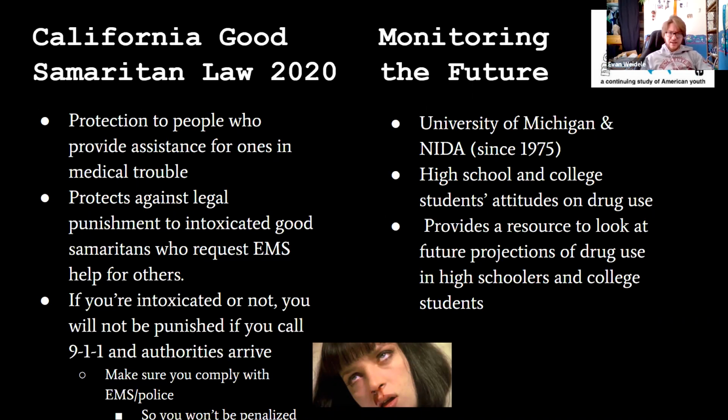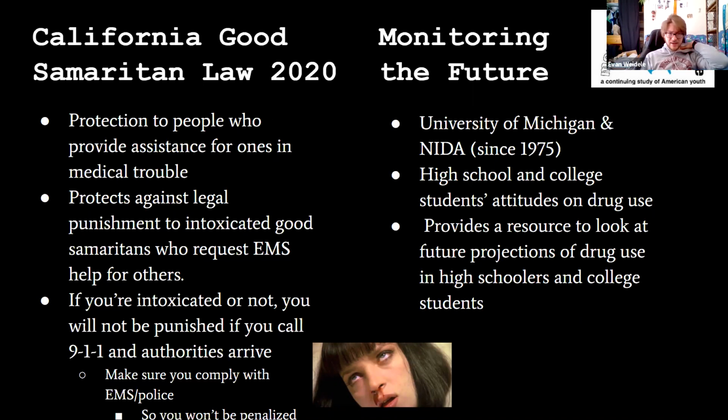And the Good Samaritan law exists in several different states, I think, like Nebraska and Nevada or other states that have it. But specifically here in California, it is meant to encourage people to get involved and to help out. And it protects people against legal punishments.